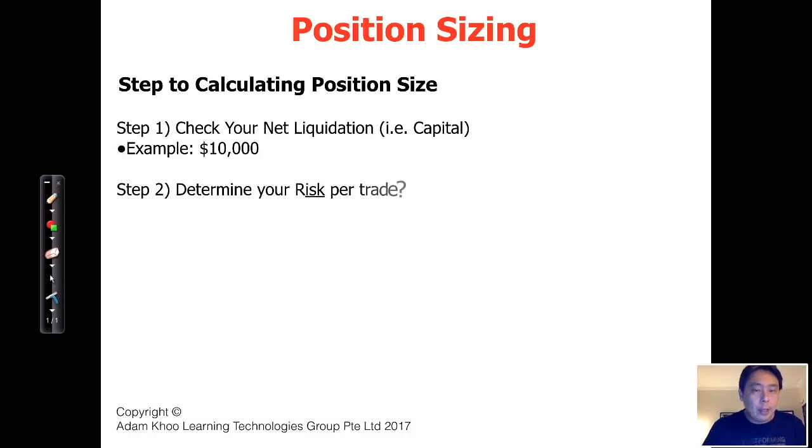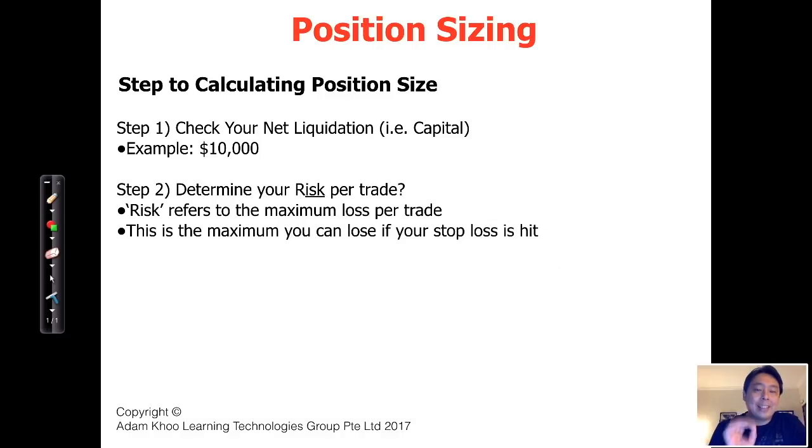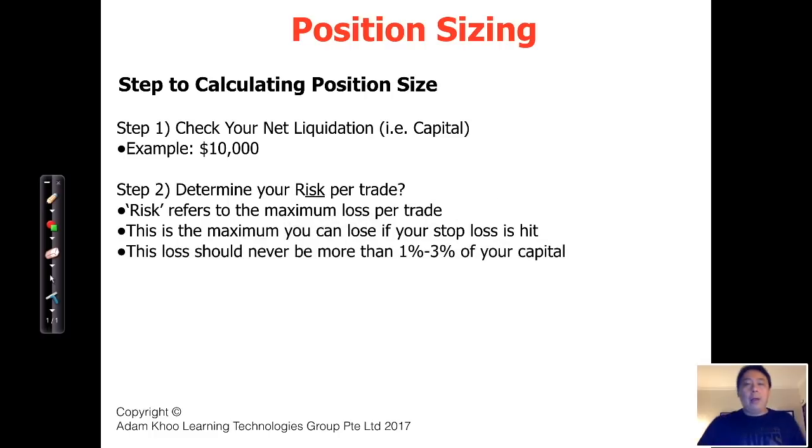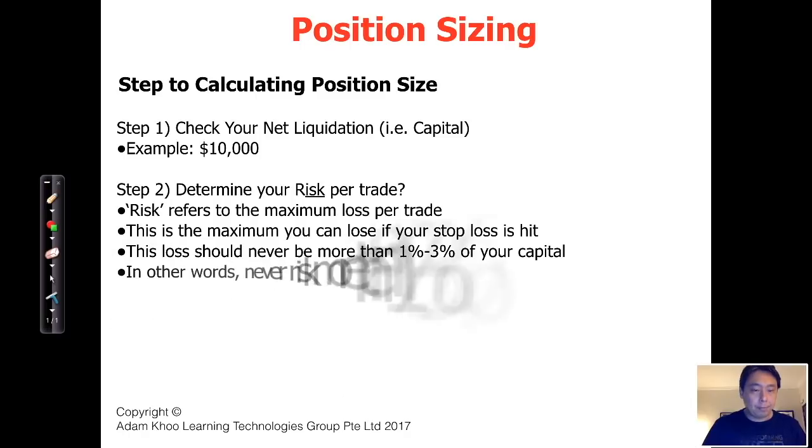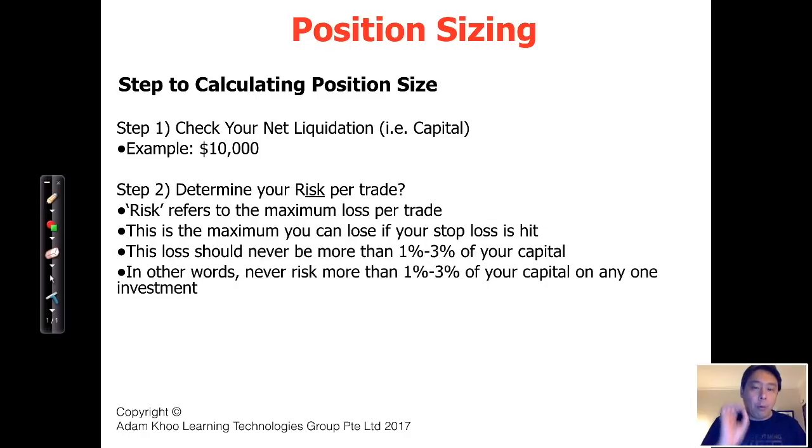Step 2 is you must determine your risk per trade. Risk refers to the maximum loss that you're willing to take for every trade you put in. This is the maximum you can lose if your stop loss is hit. Very importantly, this loss should never be more than 1% to a maximum of 3% of your net liquidation. In other words, never risk more than 1% to a maximum of 3% of your capital on any single trade.